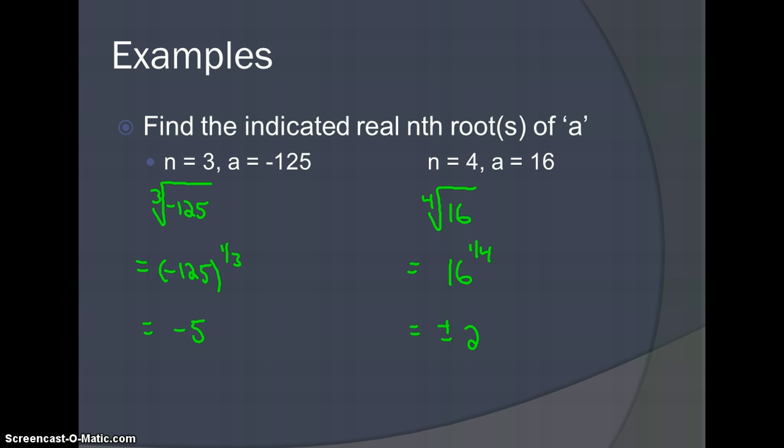Because 2 times 2 times 2 times 2 is 16, and then the same thing with negative 2, since there are an even number of them there. So just a basic example of how things will be written. We have an index of 4 and an index of 3 on these two examples, and we'll go from there.